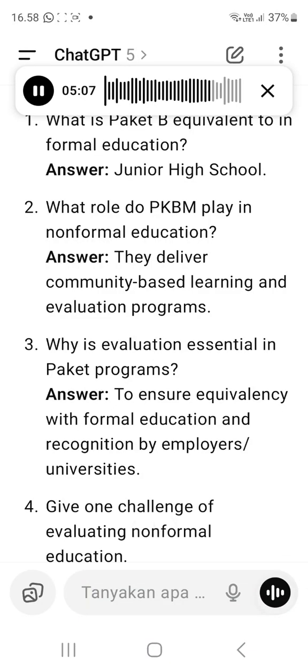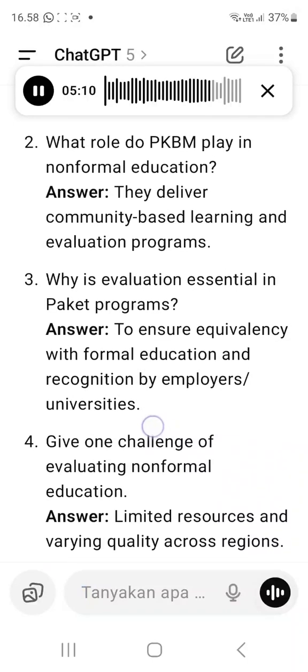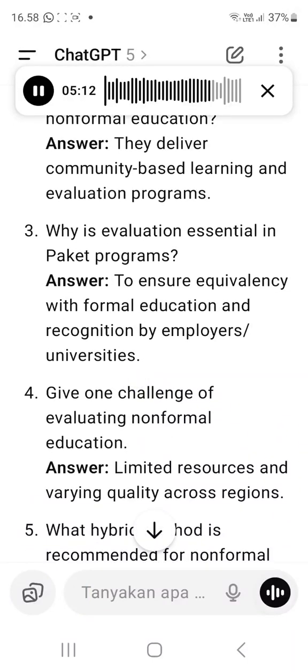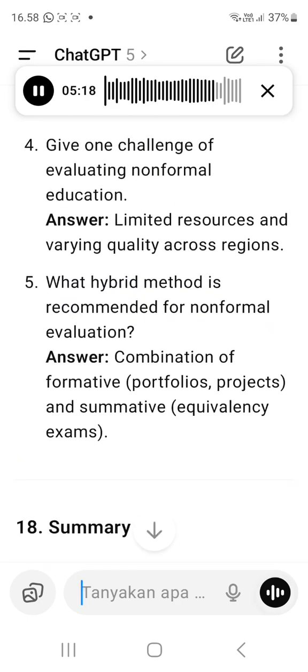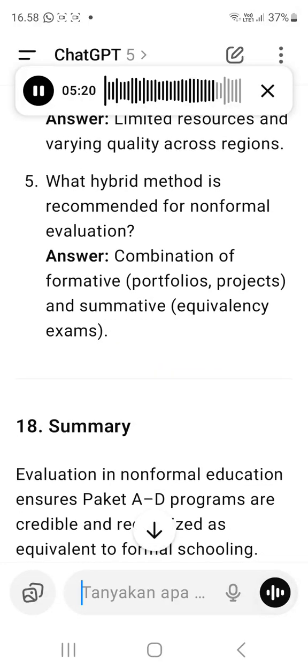3. Why is evaluation essential in Packet programs? Answer: to ensure equivalency with formal education and recognition by employers, universities. 4. Give one challenge of evaluating non-formal education. Answer: limited resources and varying quality across regions.